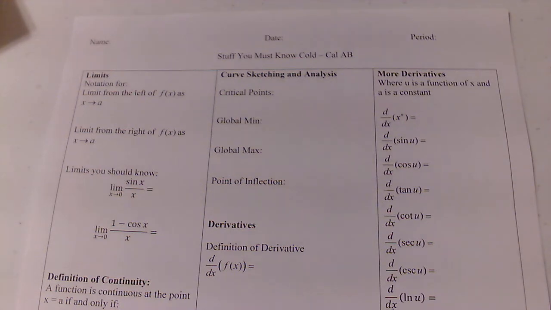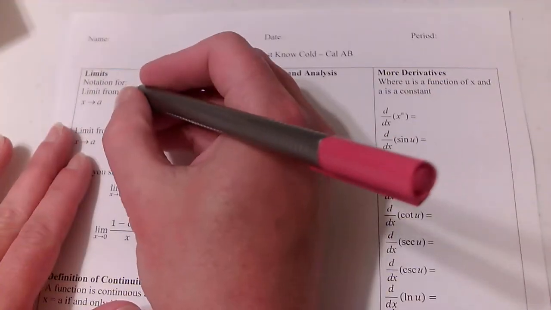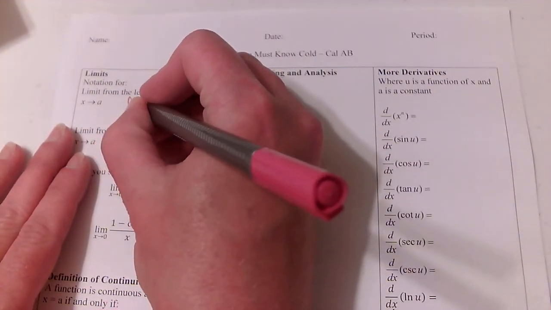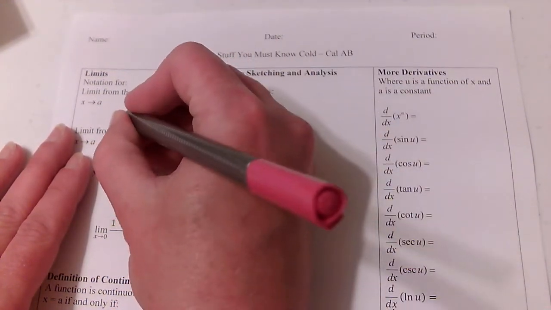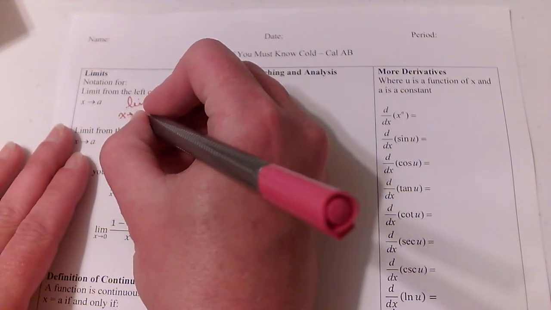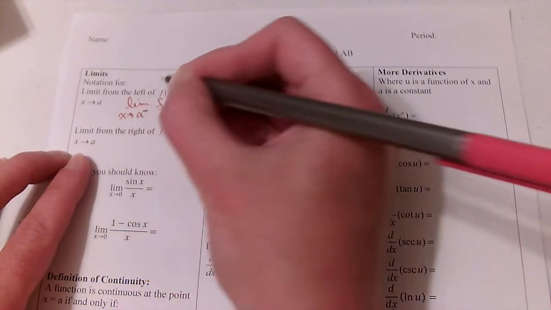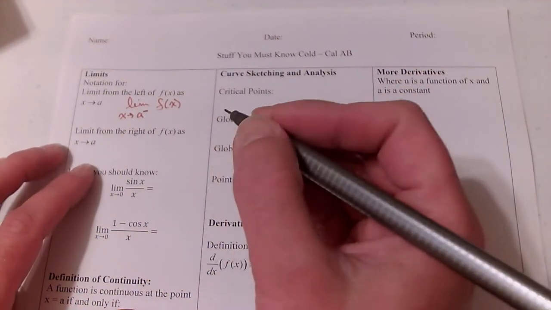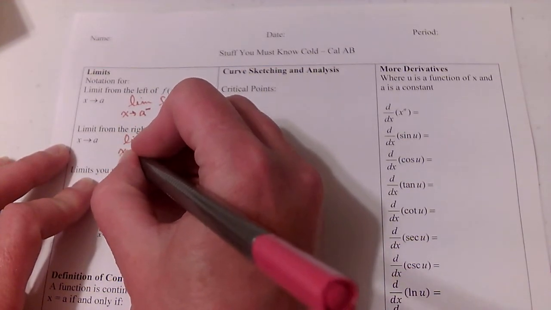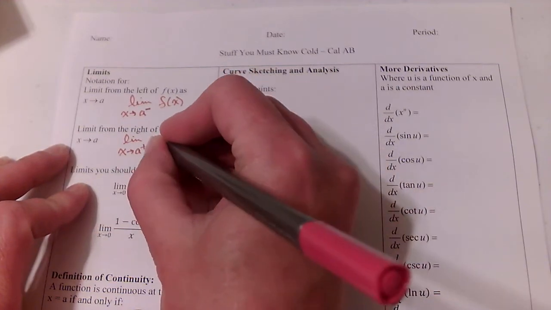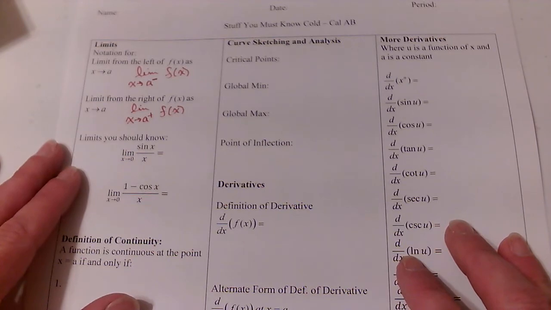Limits from the left. So looking from the left side of the graph, so your eyes are going to go that way. The notation for that: the limit of f of x, but instead of just saying as x approaches a, to denote that we're talking about from the left side of the graph, we put a little negative sign. We're coming from the negative side. So if we're coming from the right, it would be the limit as x approaches a from the positive side of f of x.